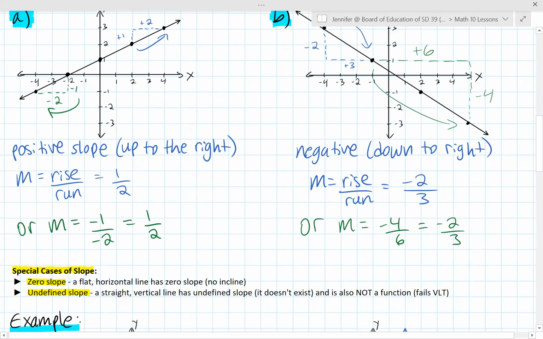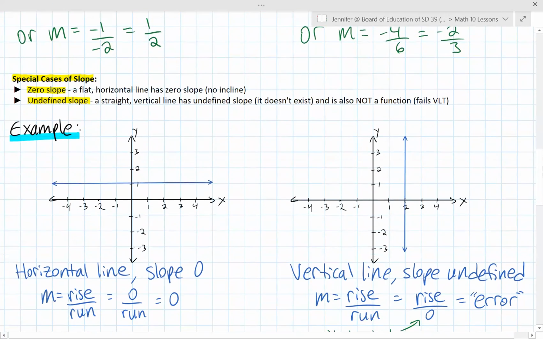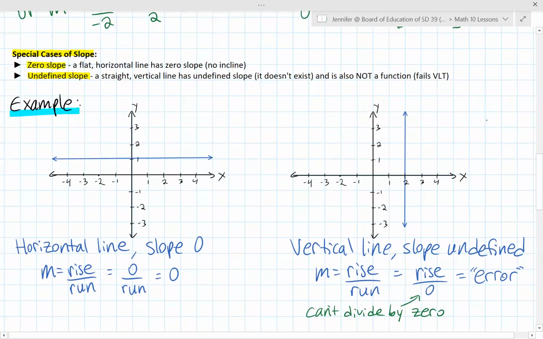There are some special cases of slope when you either have a horizontal line or a vertical line. So you can have a slope of 0 when you have a completely flat horizontal line. There's no incline at all. So that would be like this first example here. If you have a completely horizontal line, this has no steepness. It's not going up or down. It has a slope of 0.